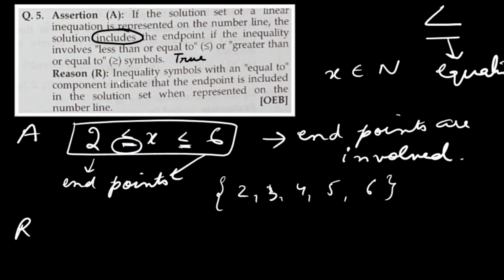Only equals to inequality, with the symbol equals to, indicates the endpoint is included. So now the inequality is like this: x is greater than 2 and less than 6. Only equals to. Inequality symbols with an equal to component indicate that the endpoint is included in the solution set when represented on the number line.